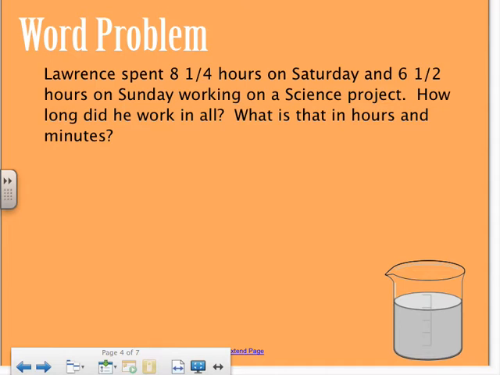All right, so our key here is how much do you work in all? So we're adding these up. So we got 8 1/4 plus 6 1/2. So common denominator of 4.